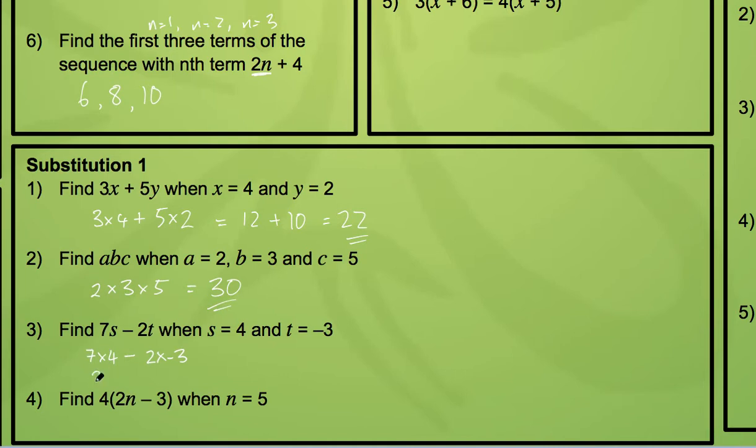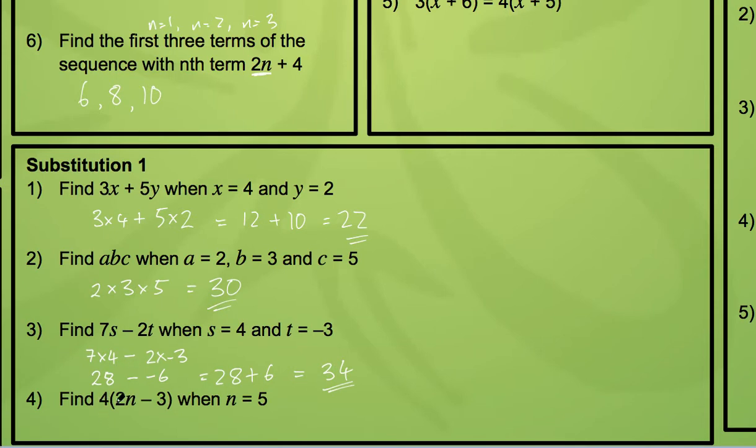7 times 4 is 28, minus 2 times minus 3, which is minus 6. Two minus signs together, or taking away a negative, is the same as adding. So that equals 28 plus 6, which gives us the answer of 34.